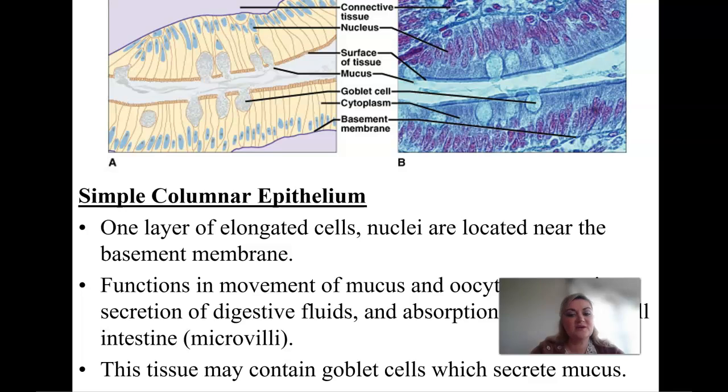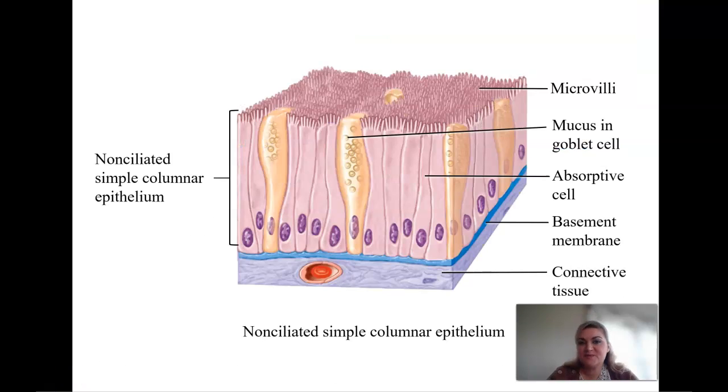This tissue, like we said, also contains those goblet cells, which are going to create mucus. So here in this picture, you're going to see simple columnar cells. Those goblet cells are creating mucus, which you see rising to the top through their little vesicles. You see the microvilli, which are going to be very important. Microvilli increase surface area. The more surface area that cell has, the greater the ability it has to absorb things or secrete things. So it's really going to help with the intestines.